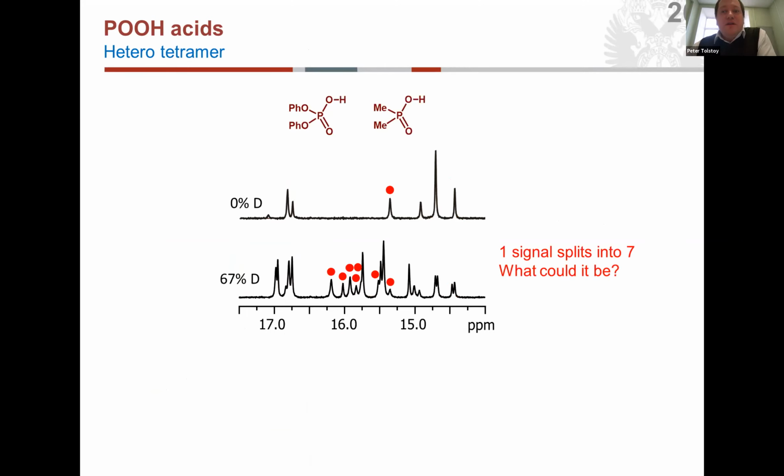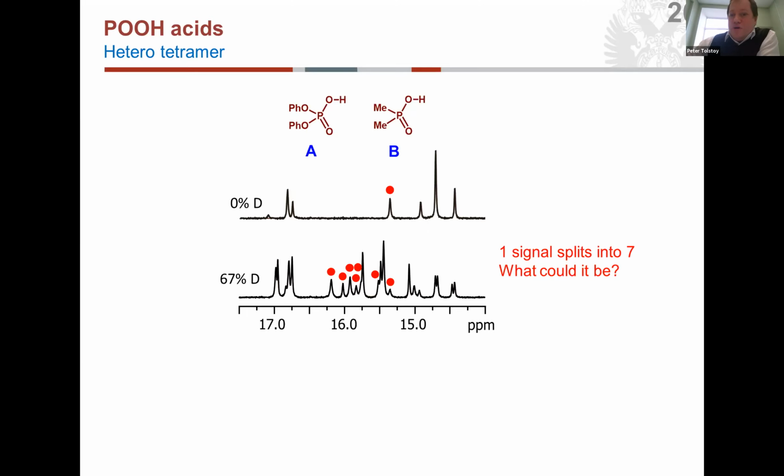But there are some signals that were hard to understand. In the mixture of phosphinic and phosphoric acids, sometimes there are signals that cannot be attributed to any of the complexes we have considered before. And these signals are split into many, many lines after partial deuteration. But the logic and the configurational reasoning allows us to assign these lines.